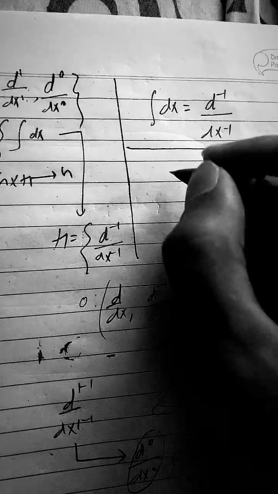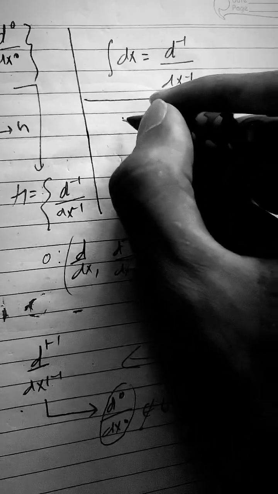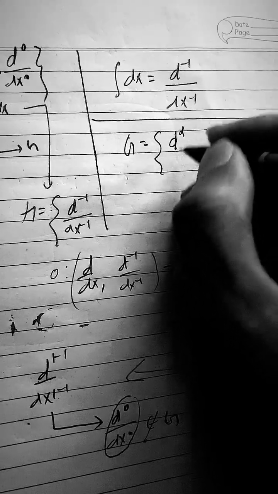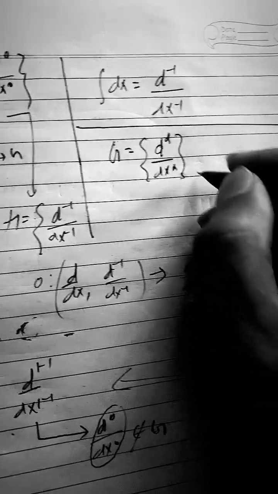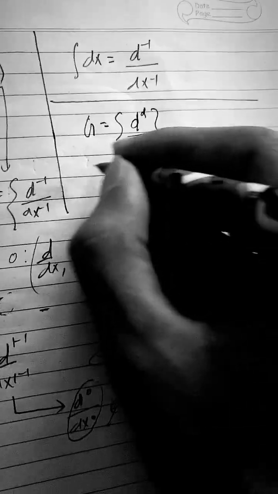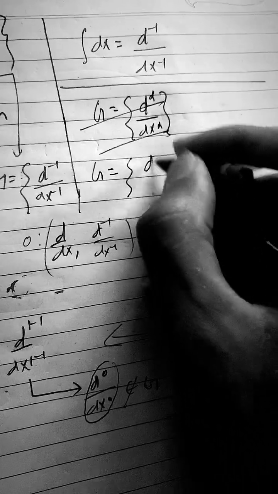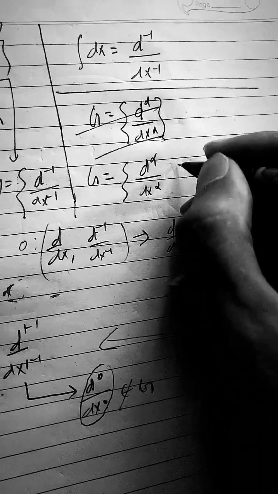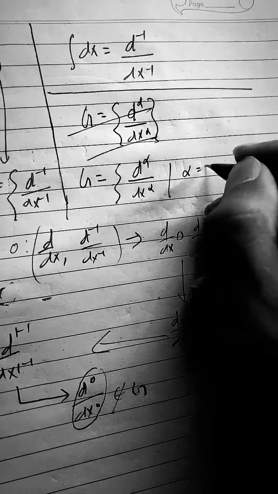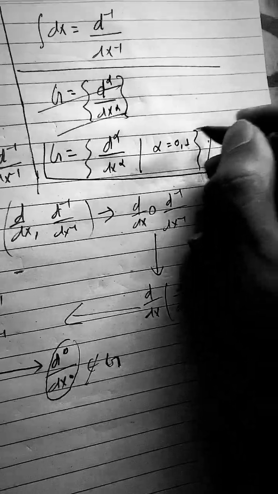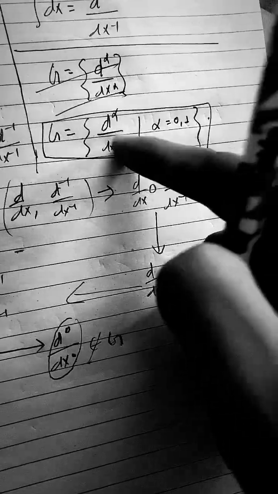So we have two different things. Now we can generalize our set. The set is G, and this set is d^α/dx^α. So our set will now be G equal to d^α/dx^α, such that α equals 0 and 1. So this is our first set, a set of operators, and then we can have a different set.